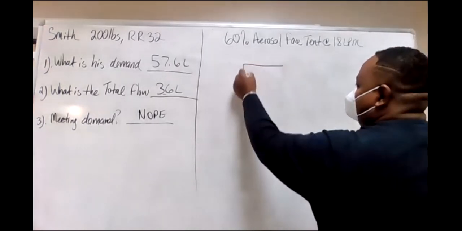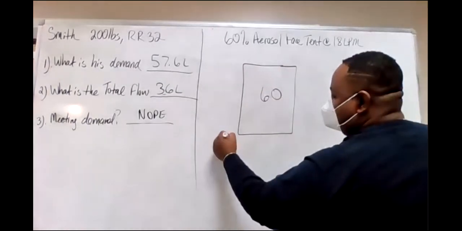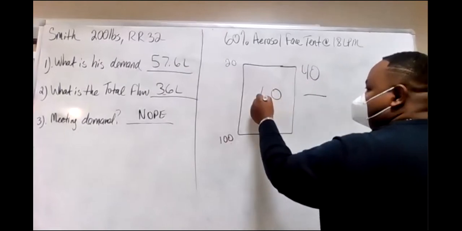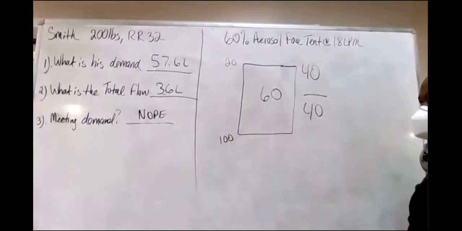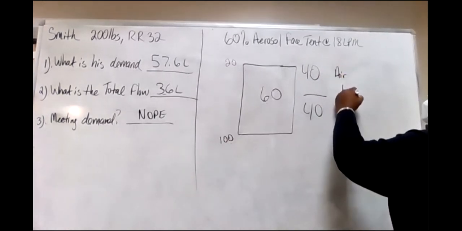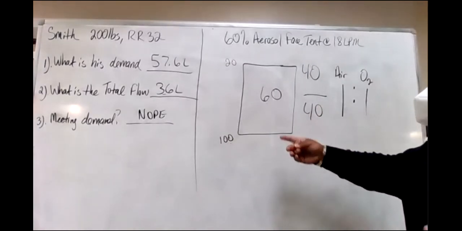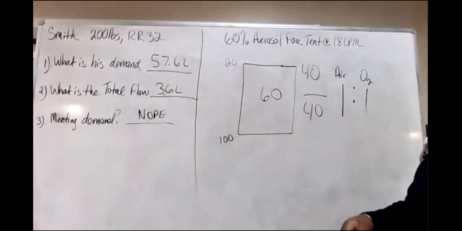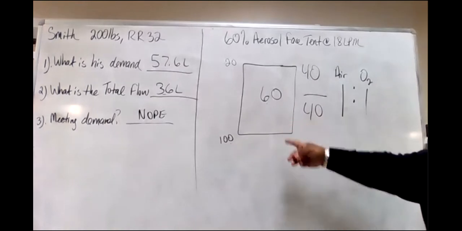Okay. All right. Total flow. He's on a 60% aerosol face tent. 60% in here, 100 here, 20 here. 100 minus 60 is 40. 60 minus 20 is 40, right? So we are at a 40 divided by 40 is what? One. So one part air and one part FiO2. So remember, if you want to memorize, 60% is always 1:1, okay? 40% is always 3:1. Right? You'll know them as you see them, but this is the way to find out. If you don't know, this is how you figure it.